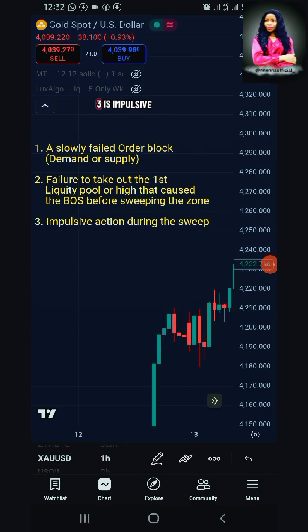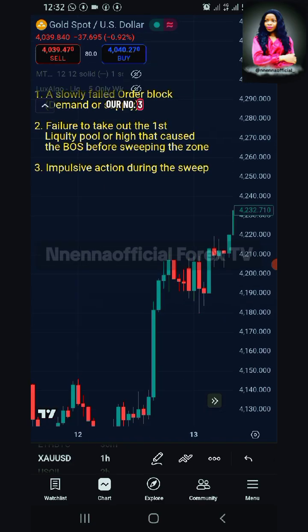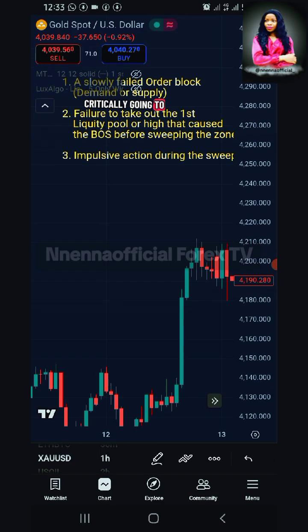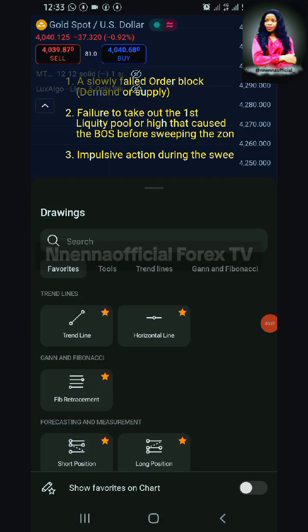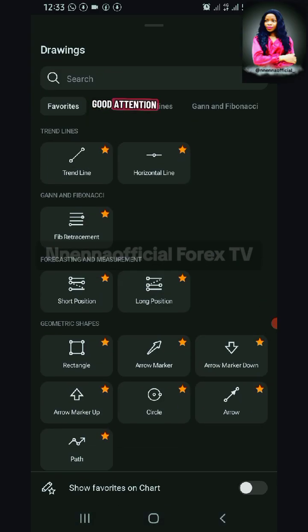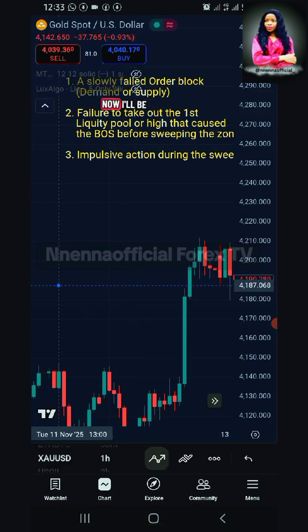And number three is impulsive action during the sweep. Impulsive action during the sweep. That's our number three. Now we are critically going to be illustrating it here. Pay very good attention. I'll be using an uptrend as well for this explanation.